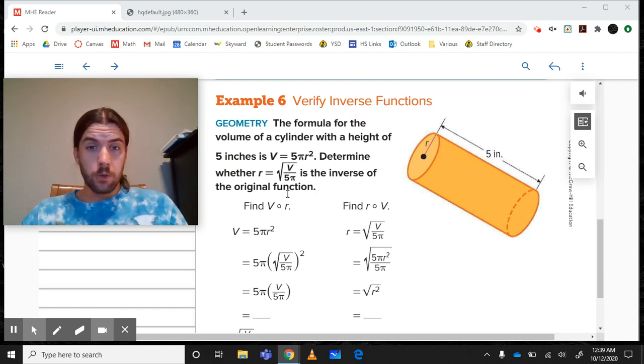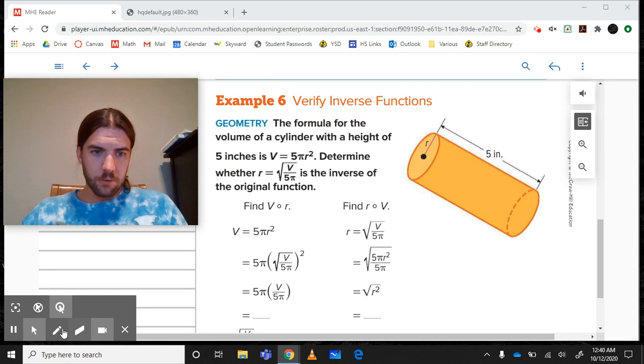Well, the way we do that is we do our compositions, v of r and r of v. Well, v is 5 pi r squared. Our variable is r, so we're going to replace our variable with the other function. So 5 pi, then we're going to put a square root of v over 5 pi in here, squared, because it was our variable squared. When we square that, the square root sign goes away. The 5 pi's cancel out, and we are left with v.